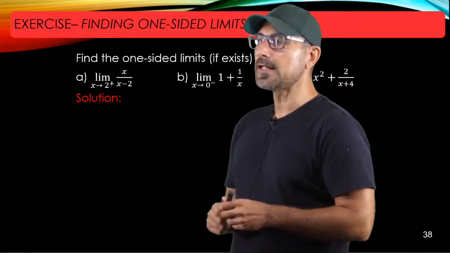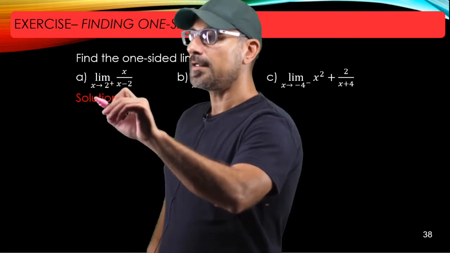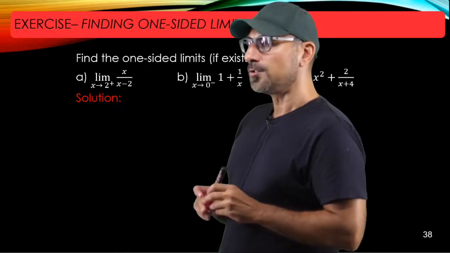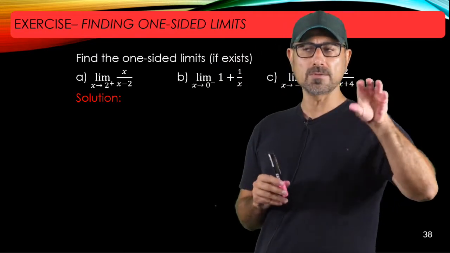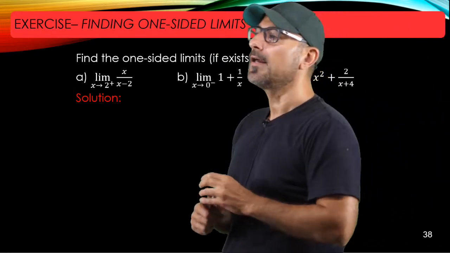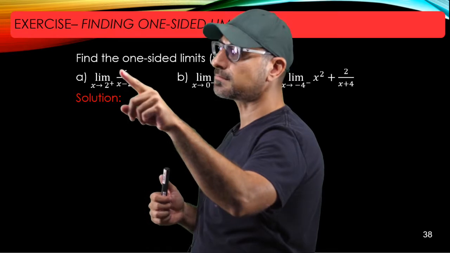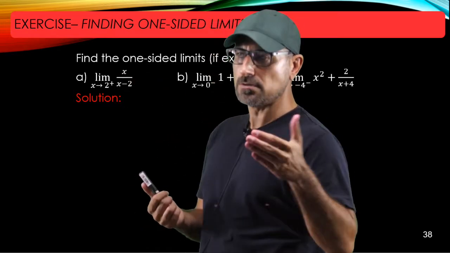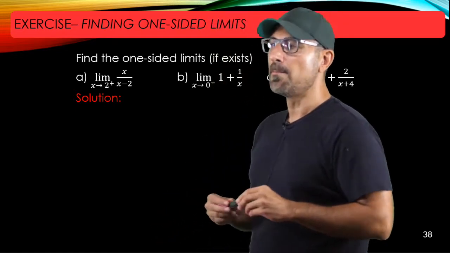But now we're going to do it algebraically. If you are on the right of 2, you're talking about x's in the form of 2.0001, 2.00001. Once you plug in those numbers in here, the top is 2.00 something, but the bottom is that number minus 2.